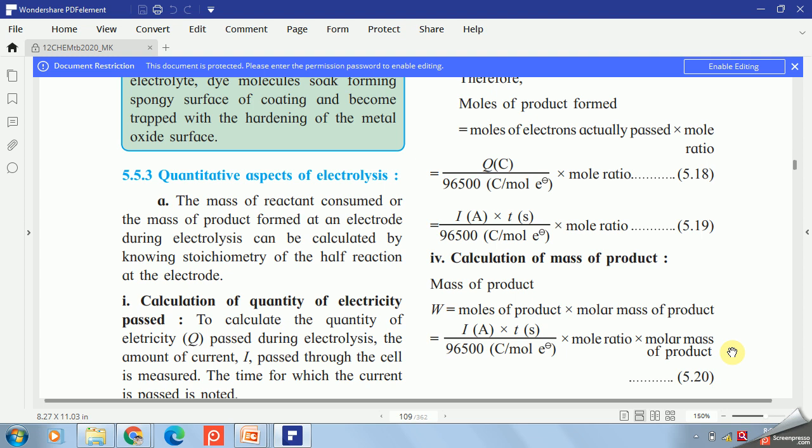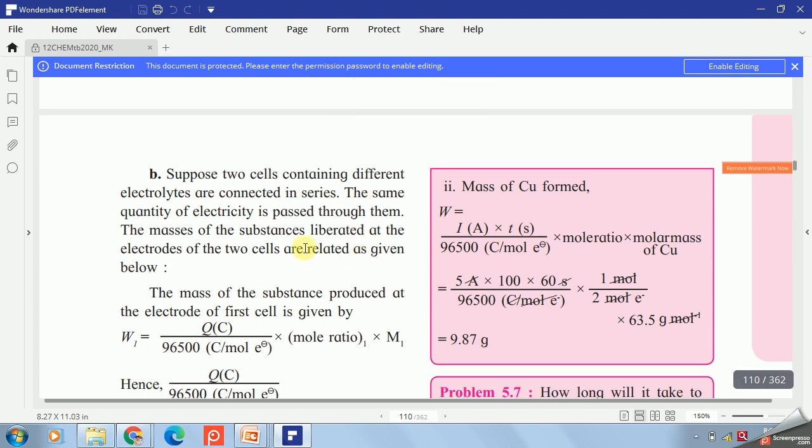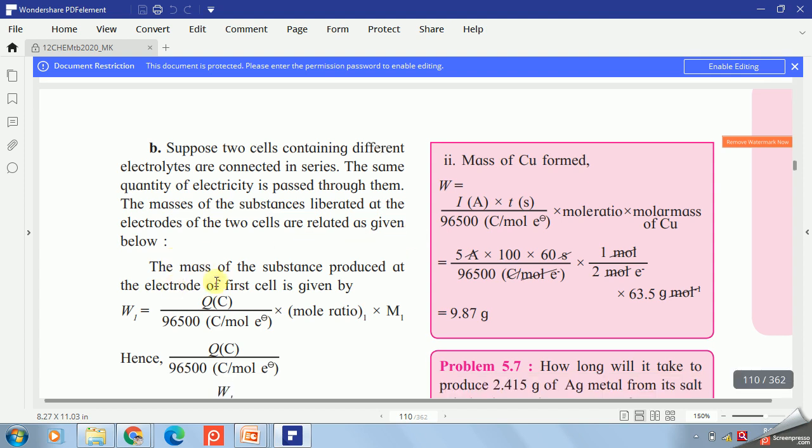Another formula, in which we directly substitute all the concepts we discussed, is the alternative method. So let us see that one. Suppose two cells containing different electrolytes are connected in series, and the same quantity of electricity is passed through them. Then the masses of the substances liberated at the electrodes of the two cells are related as follows. Let us suppose the first substance is denoted by 1 and the second substance by 2. So W1 is equal to Q in coulomb, the unit for quantity of electricity, divided by 96,500 coulomb per mole of electron, into the mole ratio of the first substance, into the molar mass of the first substance.